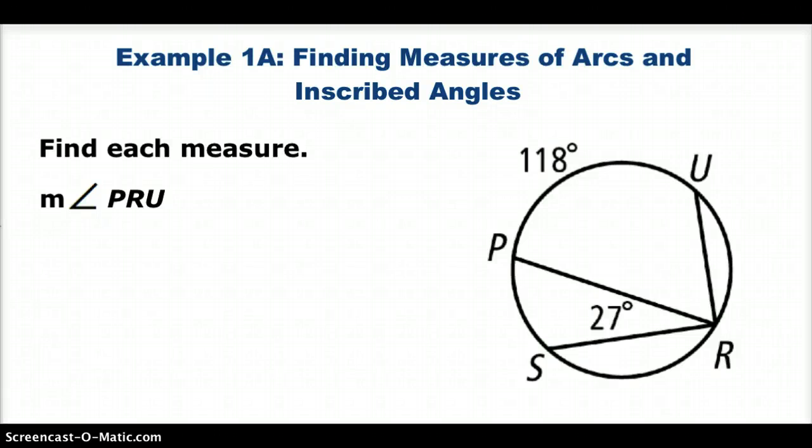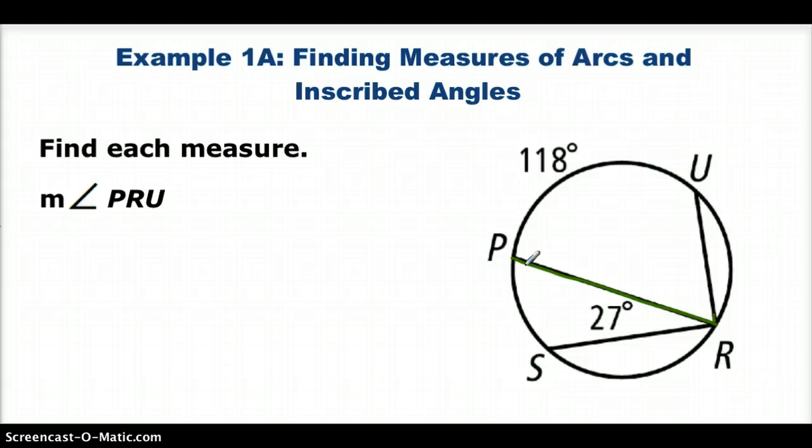Let's go ahead and take a look at a couple of examples here. So in this first one, we're finding the measures of arcs and inscribed angles. So we want to know the measure of angle PRU. All right, so let's go ahead and trace this first. Sometimes I think when I slow this down a little bit and just think about it logically, it sort of makes more sense, right?